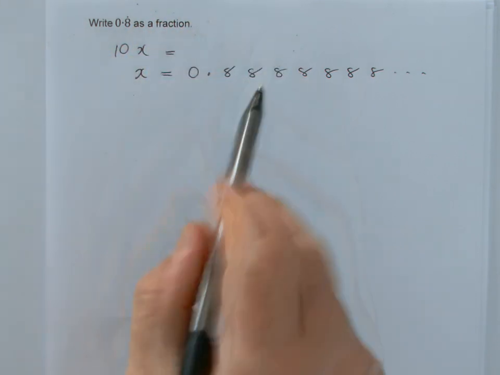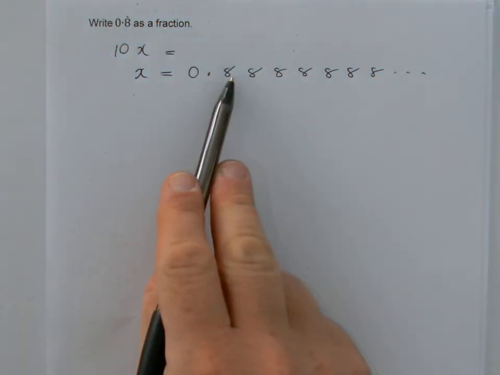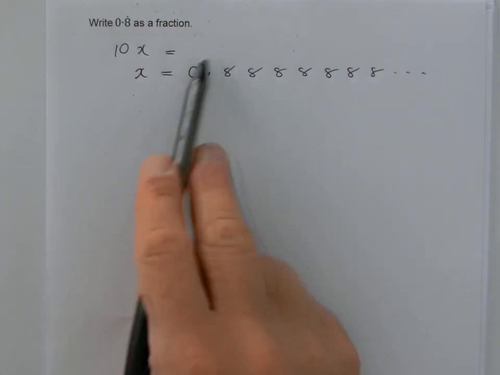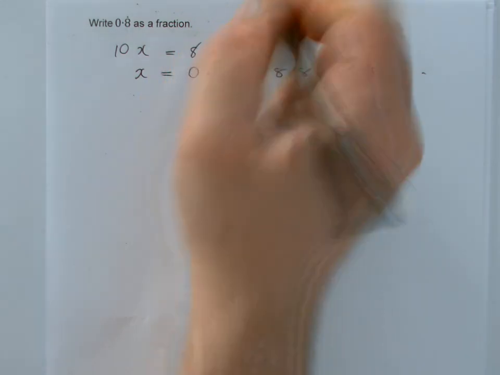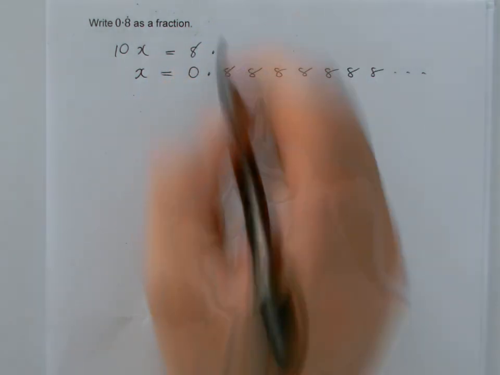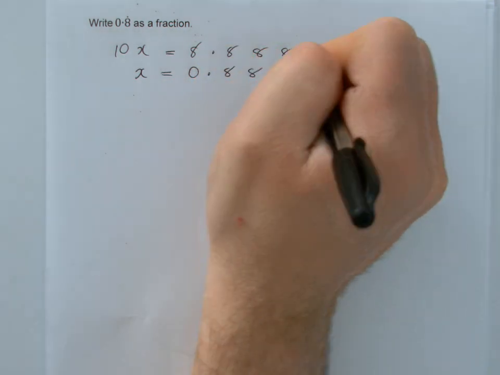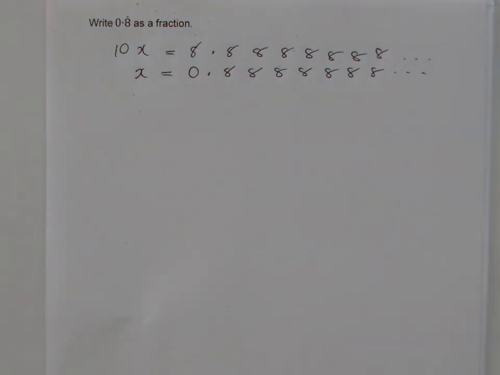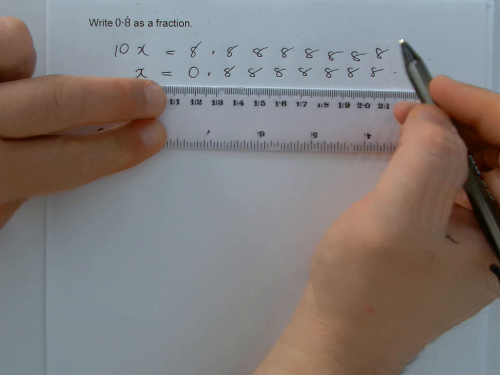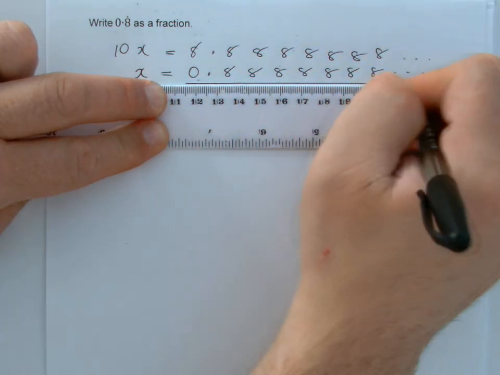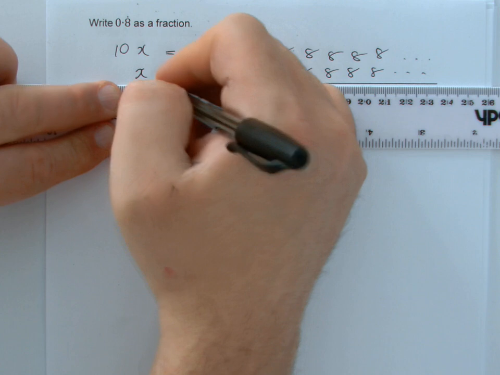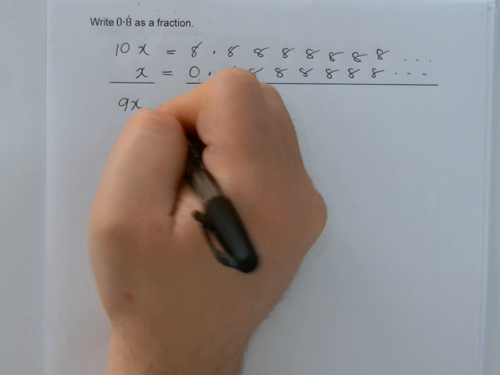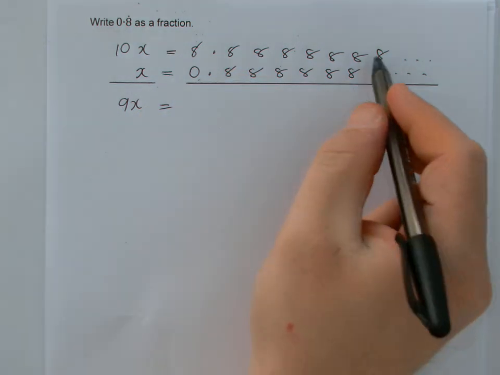Now, if we're multiplying this by 10, all the digits move up one place to the left when you make it 10 times bigger. So that 8 will move into the units column, and then all the other 8s will follow suit. So we're going to have this. And what you'll notice is that we've got this nicely lined up, and we can do some column subtraction. On the left-hand side, that's going to give me 9x. On the right-hand side, we can just start at the right, can't we?